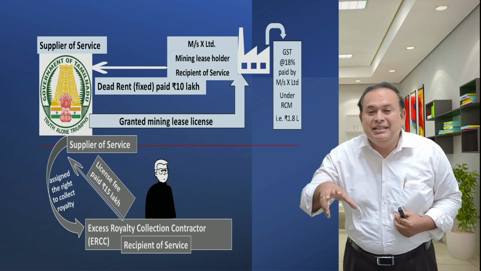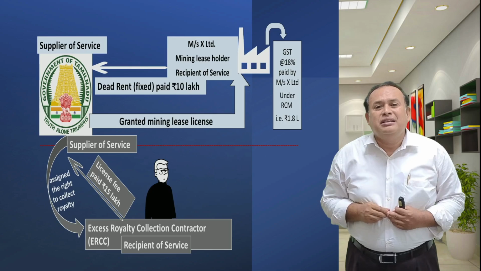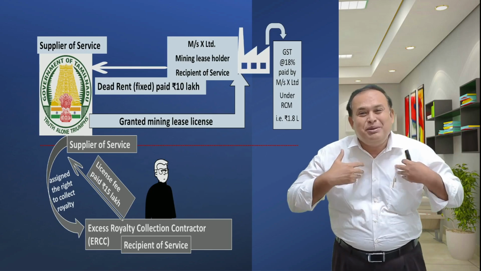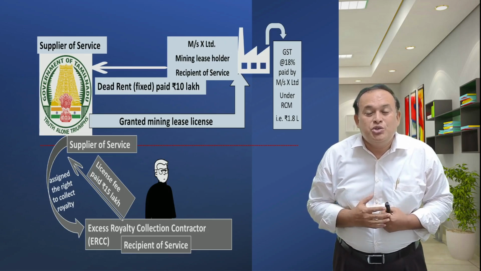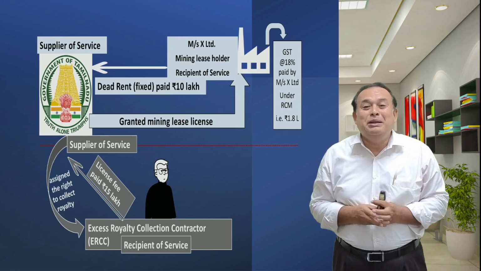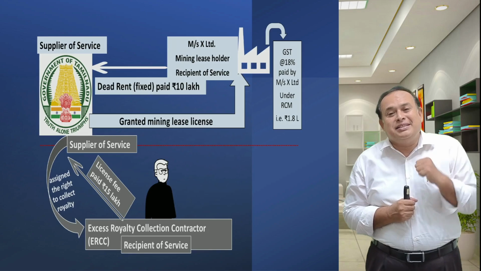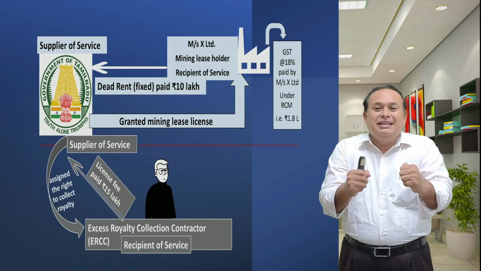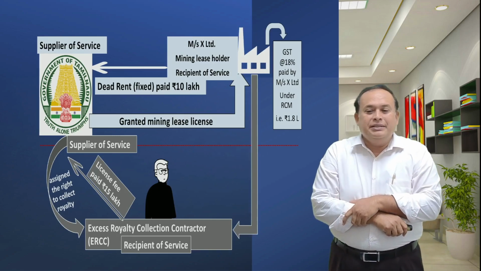I am the expert in the given field. I know that in the given case the extraction will obviously be more than the fee amount of mine, which is my experience in the field. So the excess royalty collection contractor very happily pays 15 lakh rupees to the state government after the license, and he goes and sits in the X Limited place, and observes the extraction.